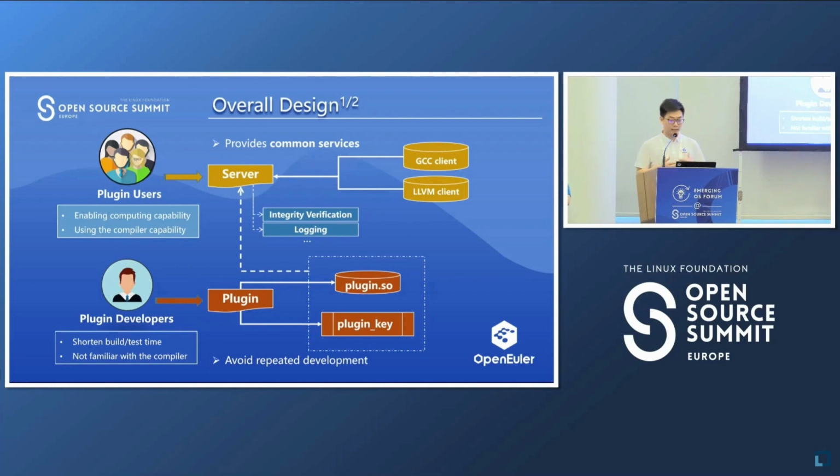Let's first take a look at the overall design of the plugin framework. In the previous introduction by Yongnian, we know that many developers of compilation plugins hope to shorten the building and testing times as much as possible. And they are not willing to go into the implementation details of every compiler, such as GCC and LLVM. To this end, our plugin framework helps developers decouple from the intermediate representation of the specific compiler. After all, the plugins, dynamic library, and verification files are provided to the plugin users. It only needs to be developed once, avoiding the repeated development for multiple compilers.